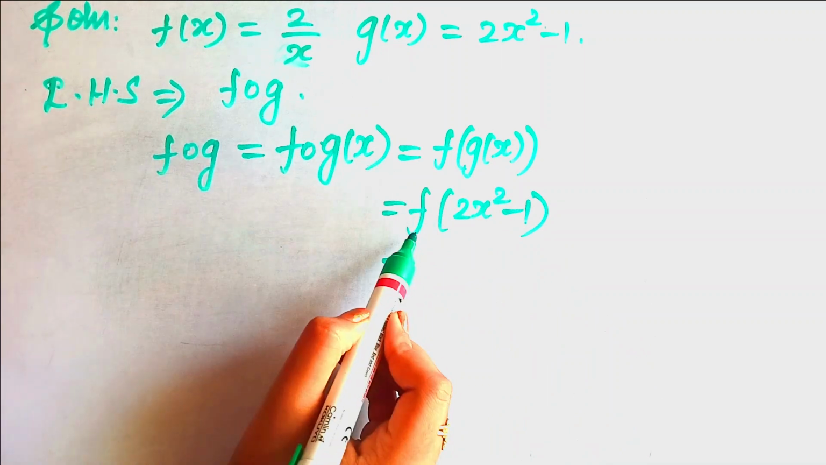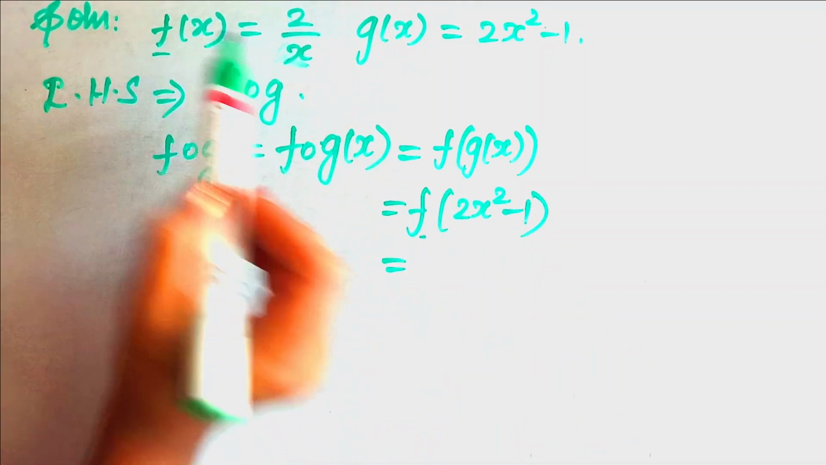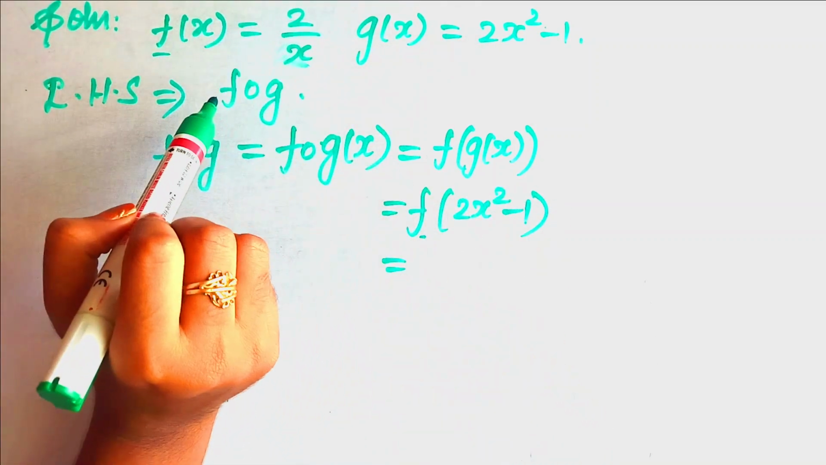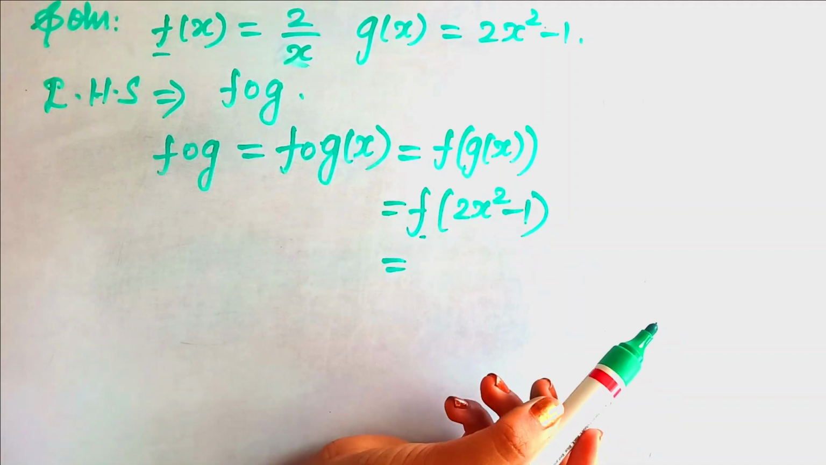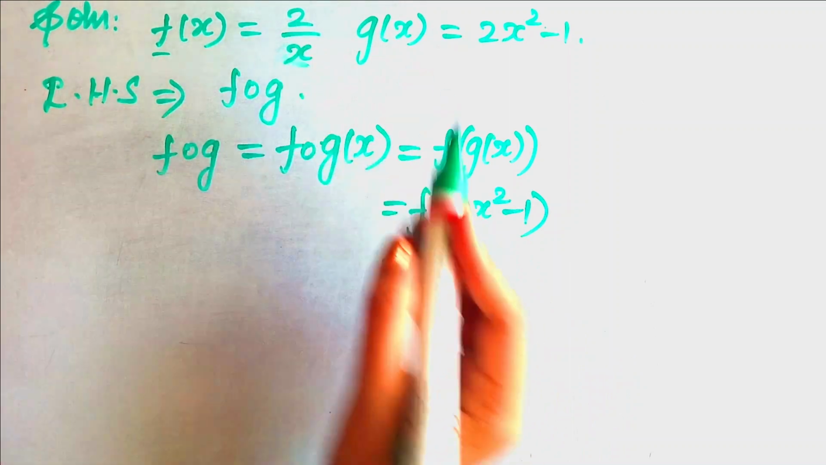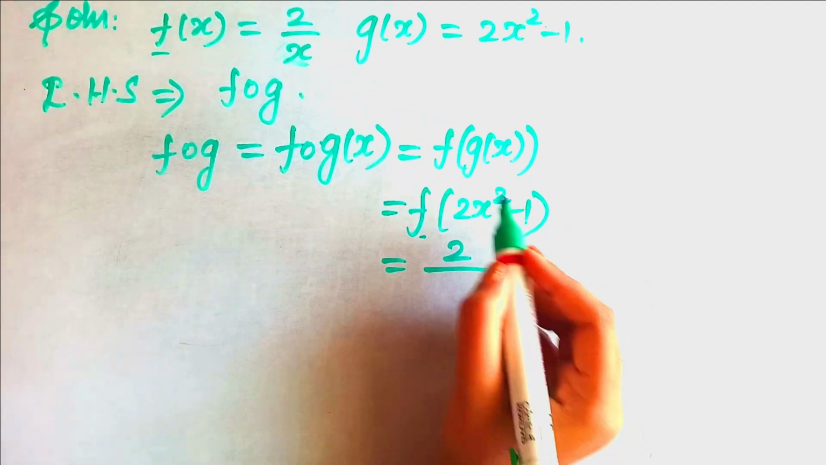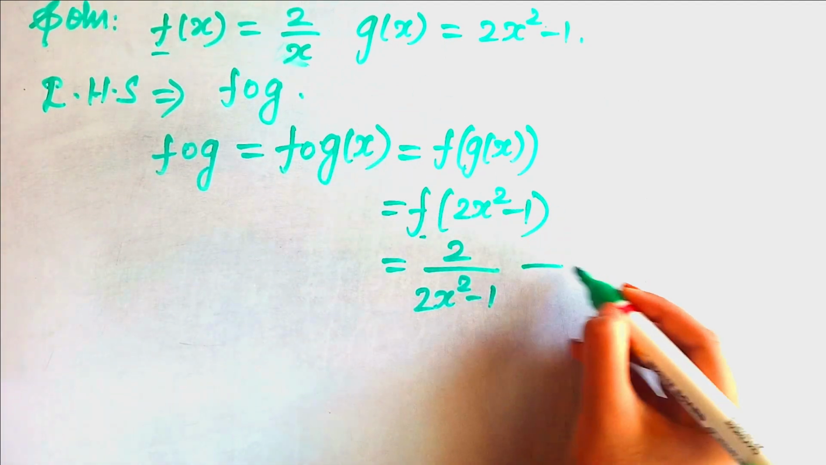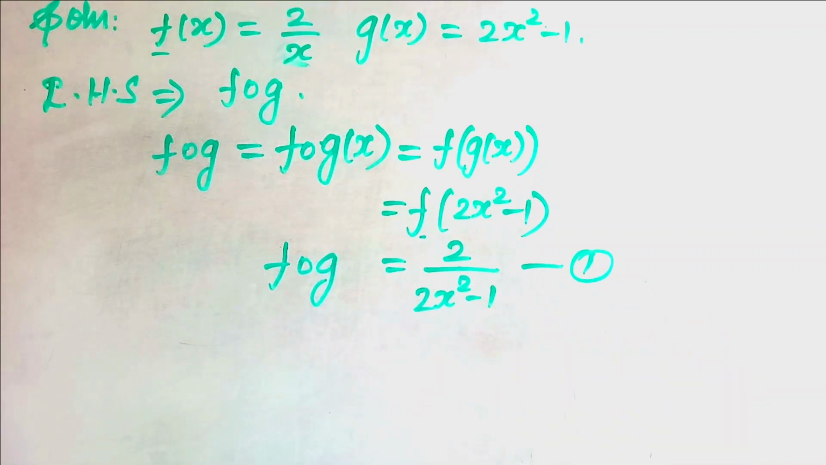So we have to search the function f. Here there is a function f, but instead of x we have 2x² − 1. So in the equation you have to substitute 2x² − 1 in the place of x, right? Now let's substitute that. The equation is 2 divided by x. So 2 divided by, in the place of x we substitute 2x² − 1. Let's take this as equation 1. So this is the equation of f∘g.